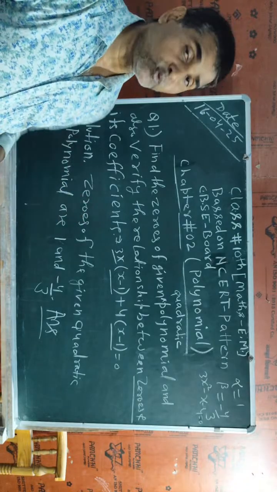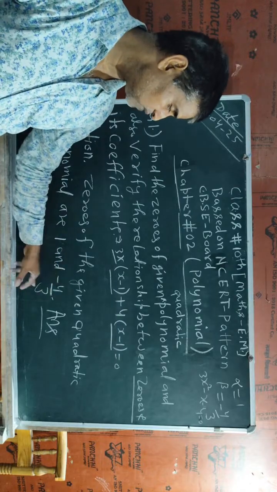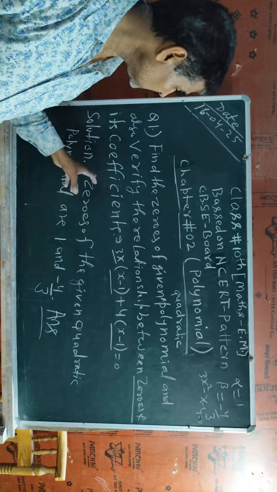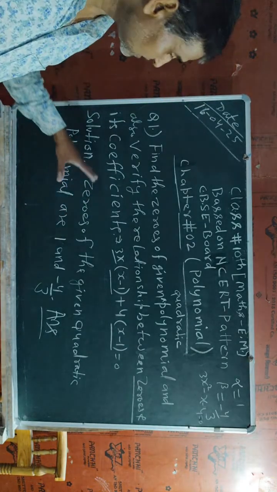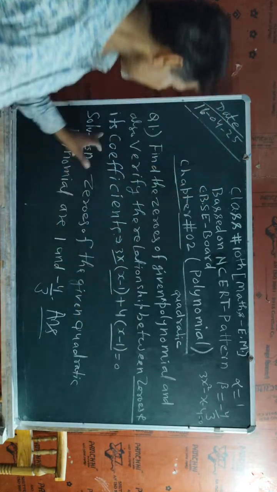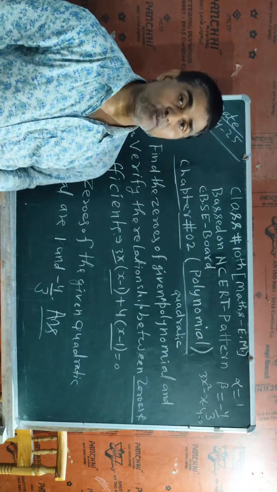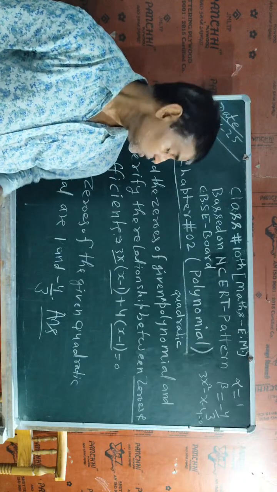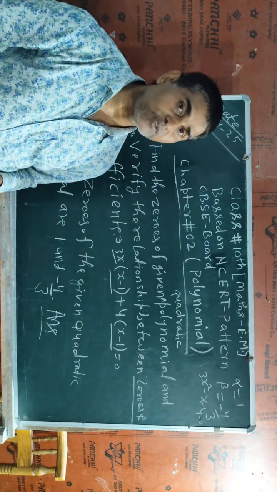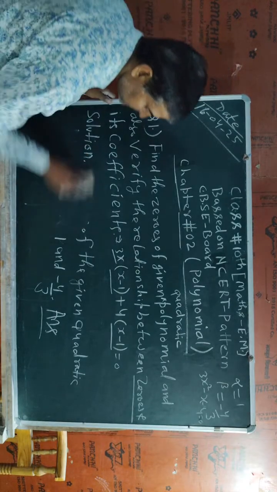So first of all you have to get its zero values, and one will be 1 and the other will be minus 4 divided by 3. So this is one answer of the given question, and for the second answer you have to find the relationship between the zero values and its coefficients. So now you have to take the sum of the zeros and also the product of the zeros. If both are the same, I will say the relationship between zeros and coefficients is verified. So we have to also explain it. I am going to solve it quickly.